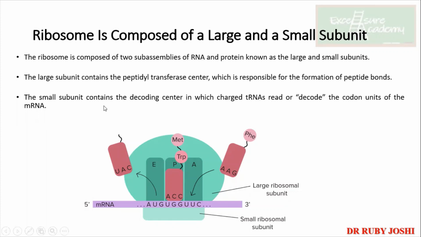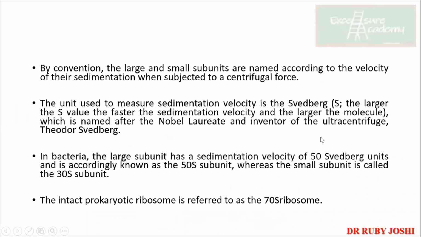Okay. The small subunit contains a decoding center in which charged tRNAs read or decode the codons of the mRNA. Okay. Now, this is also something which we already know. The large and small subunits. So in this, that S जो रहता है, हम जो लिखते हैं यहाँ पे 50S, 30S, that S stands for what? So in few cases they say it is a sedimentation quantity or value, and it is named after the Nobel laureate whose name was Theodor Svedberg. Okay, so S is nothing but a unit to measure the sedimentation velocity. Svedberg, okay, उसके नाम के बाद से लगा है.